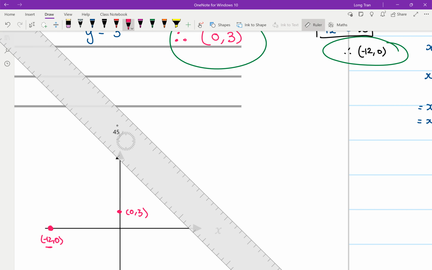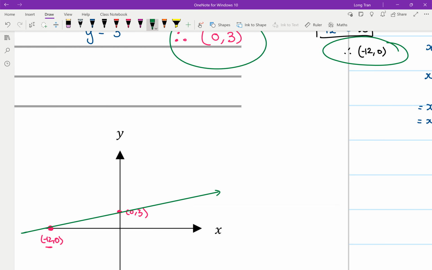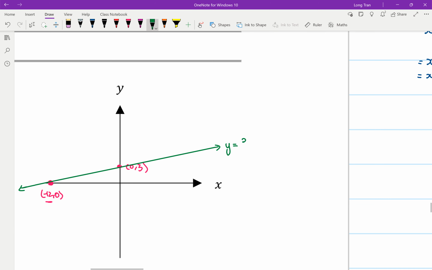Here we go. There's my ruler. That's my 2 points. And here we go. I'm going to sketch it. There we go. Put the 2 arrows at the end of each one and then write y equals, what was the equation? x over 4 plus 3. And that is a perfect graph.